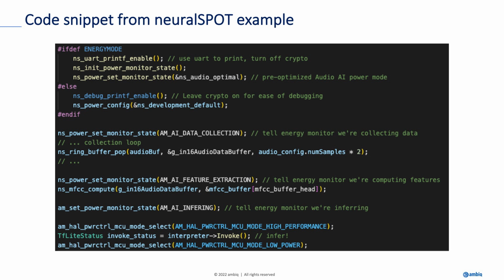And then finally, you tell joule scope, hey, I'm inferring now. And maybe around the invoke, which is what actually calls the infer, right, maybe you want to set high power mode in that region. So you turn it on, invoke TensorFlow Lite for Microcontrollers and inference, and go back to low power. So that's the kind of things that we can do. This is a toy example. Clearly, I made some cut and paste errors, but this is how it actually looks in the neuralSPOT example.